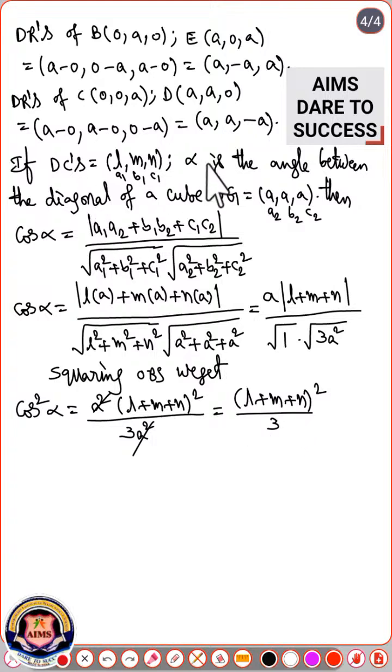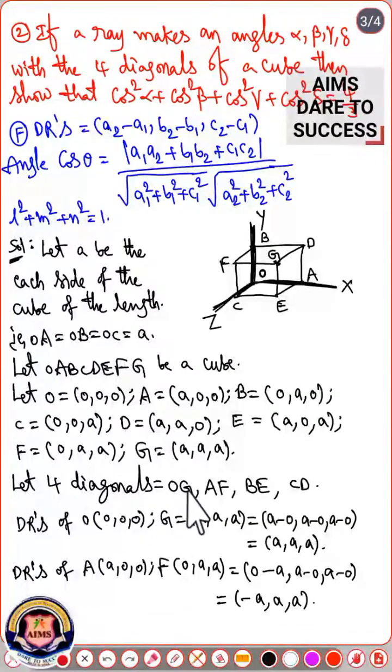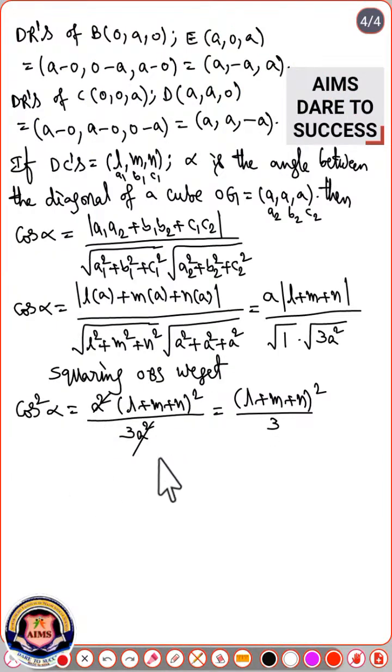Similarly for beta, similarly for gamma, similarly for delta, there are 4 diagonals. For the first diagonal OG we have taken angle alpha, for the second diagonal AF beta, for the third diagonal BE gamma, for the fourth diagonal CD delta. But we don't want to write it all here, because it is very lengthy, so we can write similarly.